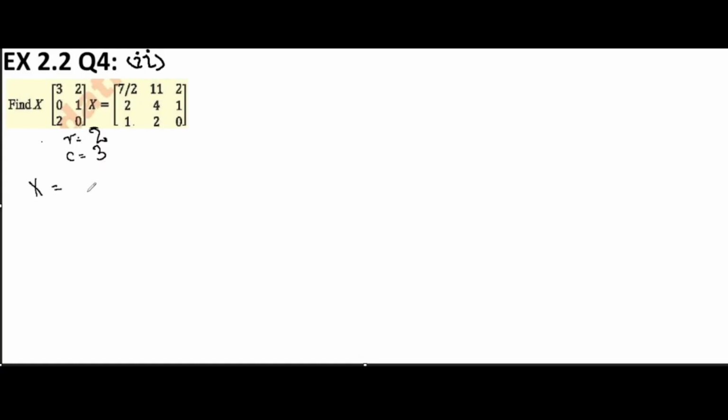We are going to suppose a matrix of this order, and then we are going to find its entries later on in this question. Let's suppose that its entries are A, B, C, D, E, and F. Now we are going to put this matrix X in its place and fill up the entries.